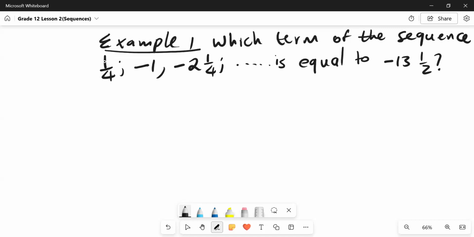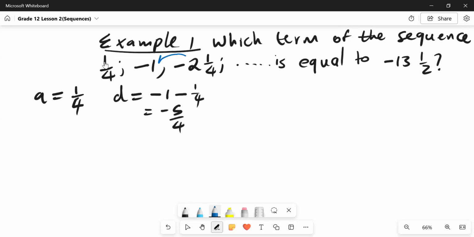So basically your A here is equals to 1 over 4. Your D is equals to T2 minus T1, negative 1 minus 1 over 4. This will give us minus 5 over 4. Then that's your common difference. Even if we subtract this and that, you'll still get minus 5 over 4. And then your Tn, it's this value there, which is minus 13 and a half, right?